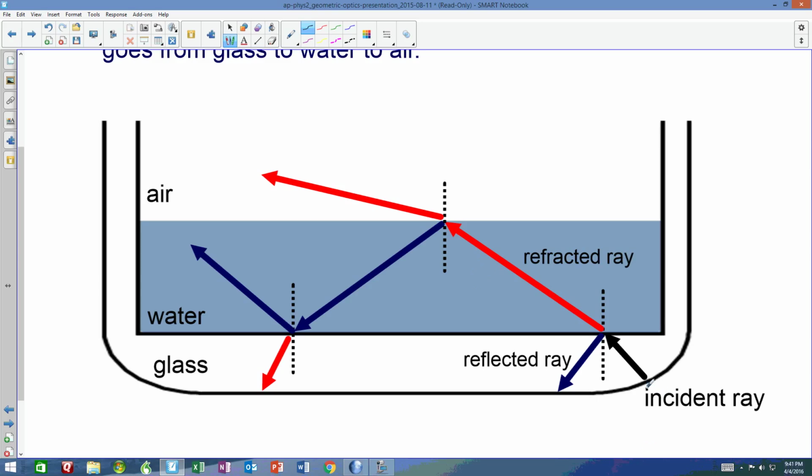So first, here is our incident ray. It starts here in the glass. It hits the water. Part of it is refracted, part of it is reflected. This reflected light comes straight out of the glass. The refracted ray is going to reflect on this boundary, so part of it is reflected and part of it is transmitted. As you go from more dense to less dense, it's going to bend away from the normal. So notice that refracted angle is greater than the reflected angle. Or I'm sorry, the incident angle.